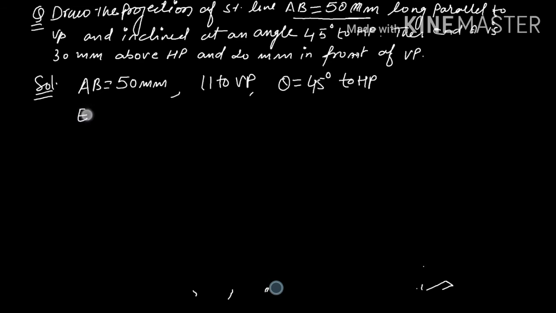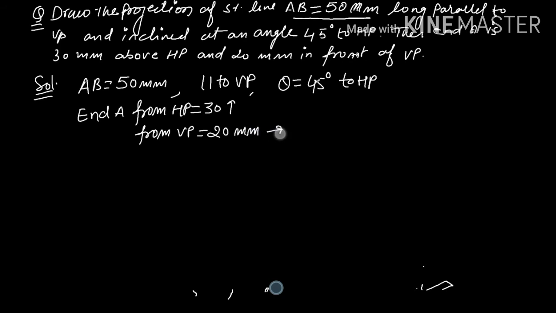The line is parallel to VP and inclined to HP by 45 degrees, and A is 30 mm from HP in the upward direction, and 20 mm from VP. All dimensions are in mm. So it is in front of VP.